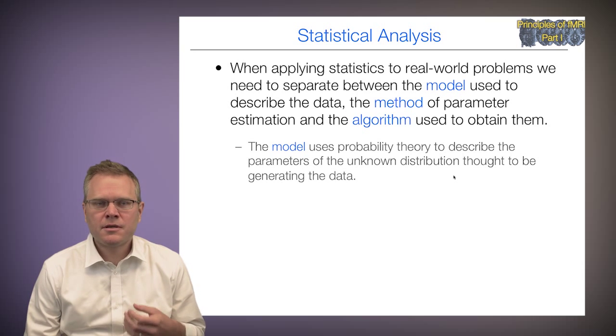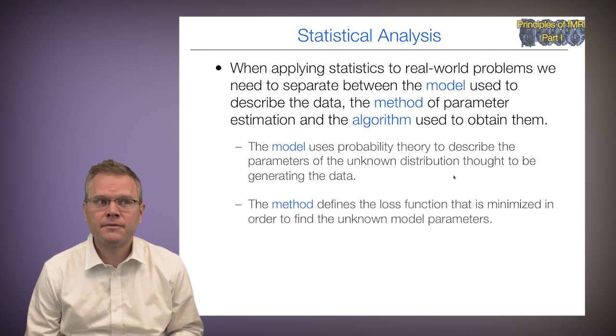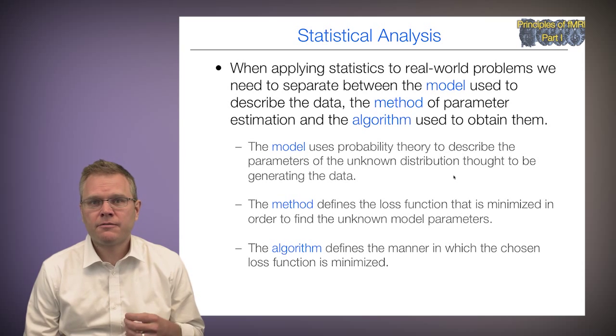The model uses probability theory to describe the parameters of some unknown distribution that is thought to be generating the data. The method defines the loss function that's minimized in order to find the unknown model parameters. Finally, the algorithm defines the manner in which the chosen loss function is minimized. Each of these components comes into play whenever we're doing a statistical analysis, and that's going to become important in this module.